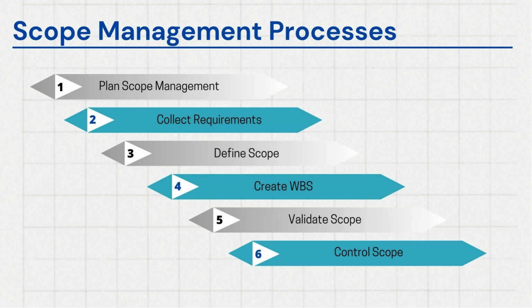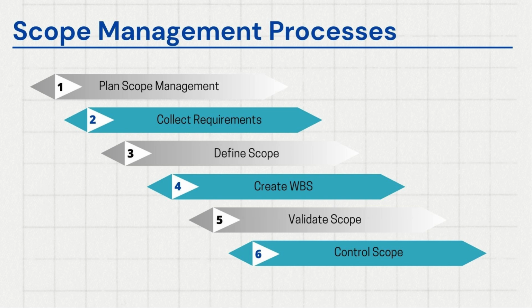Lastly, we have scope control, where we see how to effectively control changes that might happen to the scope and how to manage those changes. These are the 6 processes that we have within scope management. Let's get into each of these and do a deep dive into them.